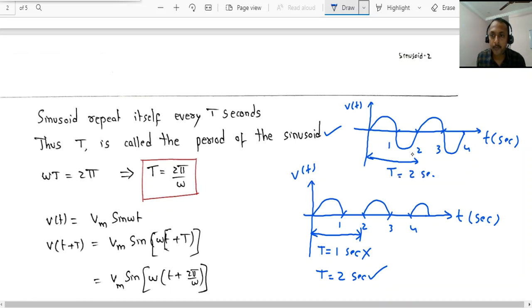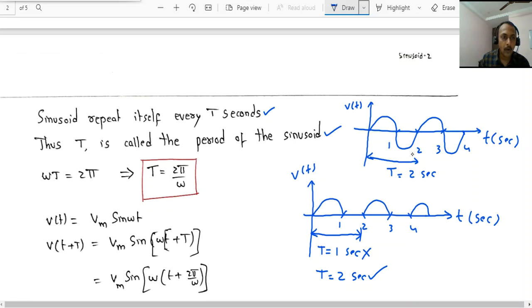Good. But if such kinds of waveforms are given, you should observe from what point of time again we are getting the same waveform. Up to there we have to consider. Clear? Now it repeats itself every T seconds.